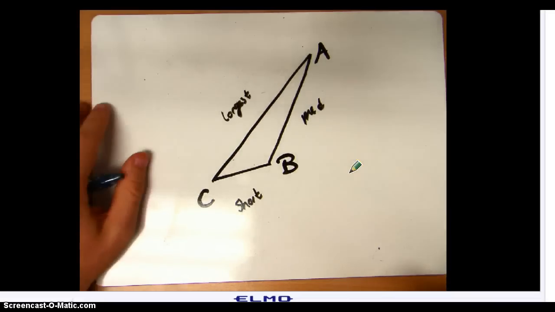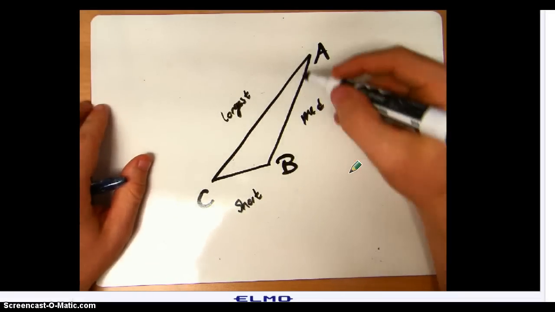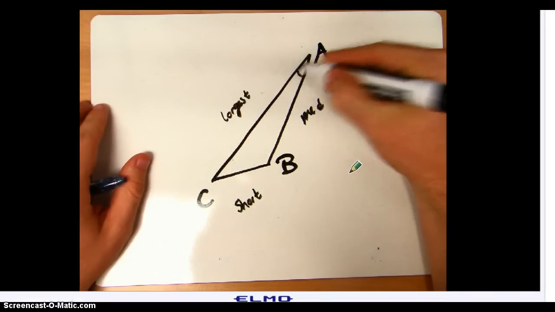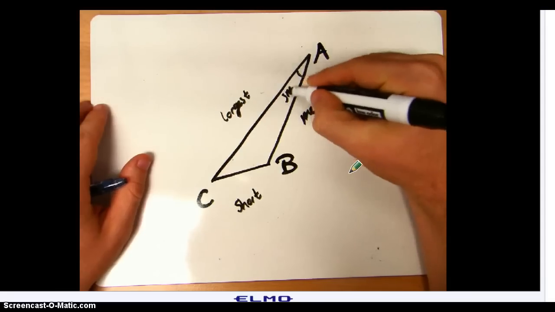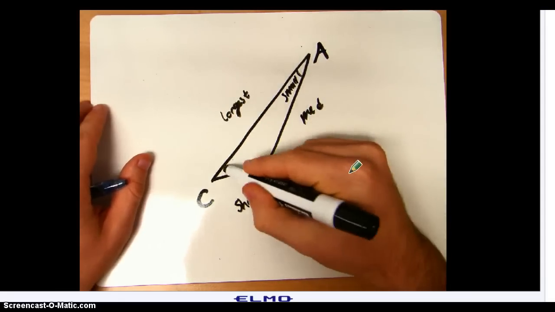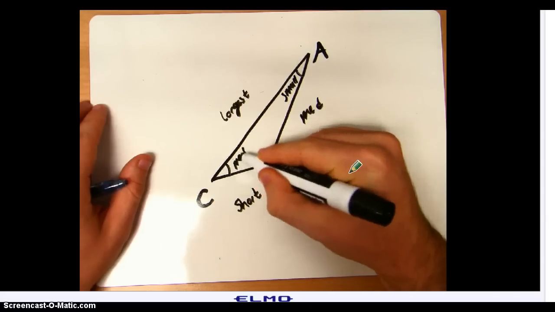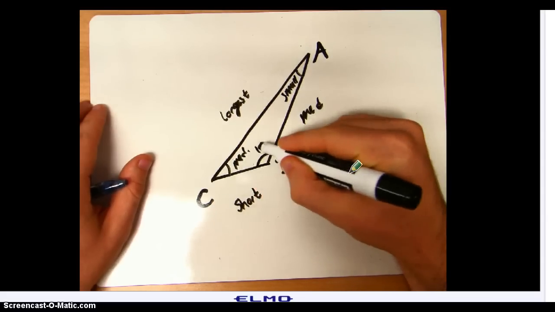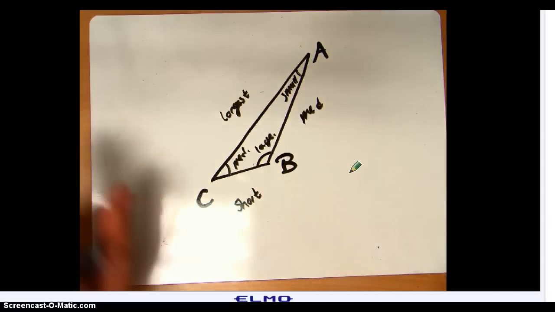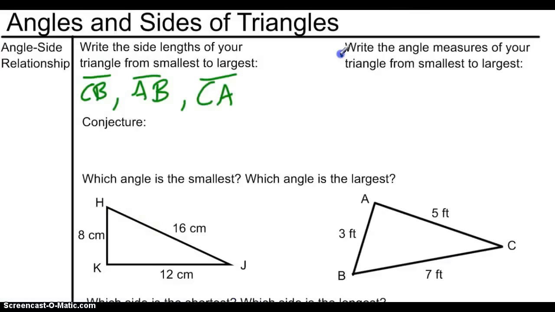And now we look at the angles, and we can say, okay, well, my smallest angle is angle A. It's small. The medium-sized angle is C. And the largest angle is B. Let's write those down. All right, write the angle measures from smallest to largest. My smallest again was angle A, and the medium one was angle C, and the largest one was angle B.